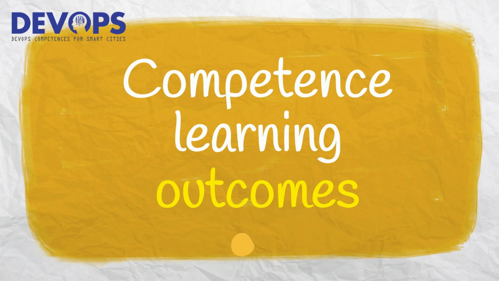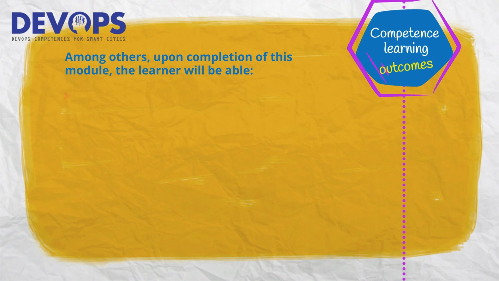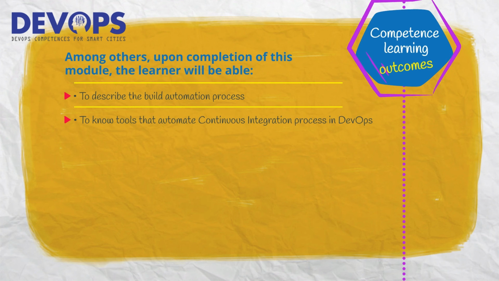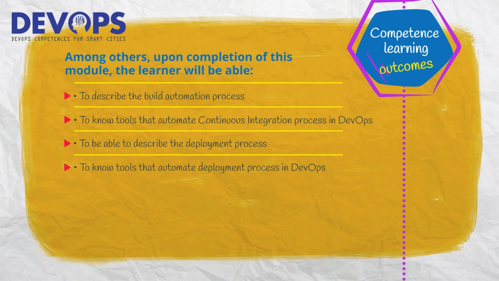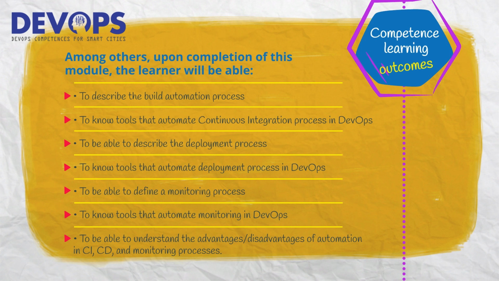Competence learning outcomes. Among others, upon completion of this module, the learner will be able to describe the build automation process, to know tools that automate the continuous integration process in DevOps, to be able to describe the deployment process, to know tools that automate the deployment process in DevOps, to be able to define a monitoring process, to know tools that automate monitoring in DevOps, to be able to understand the advantages and disadvantages of automation in continuous integration, continuous delivery, and monitoring processes.